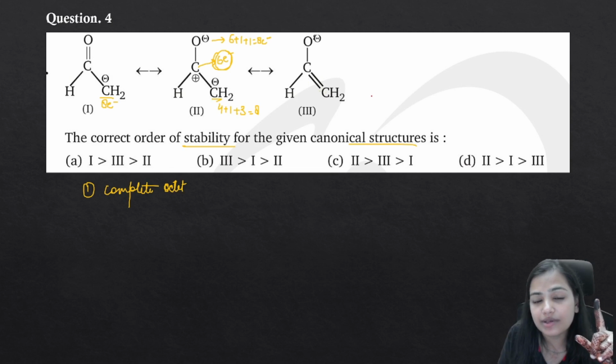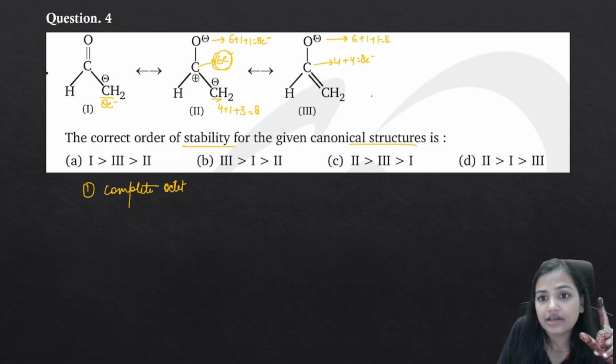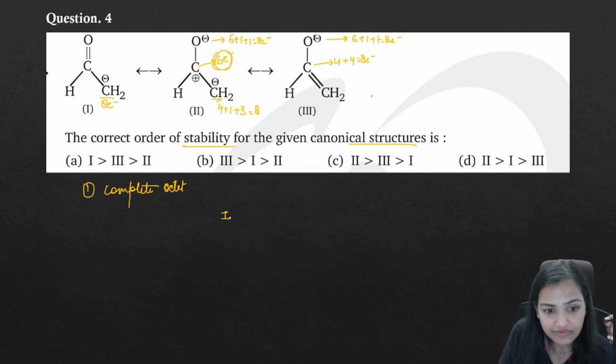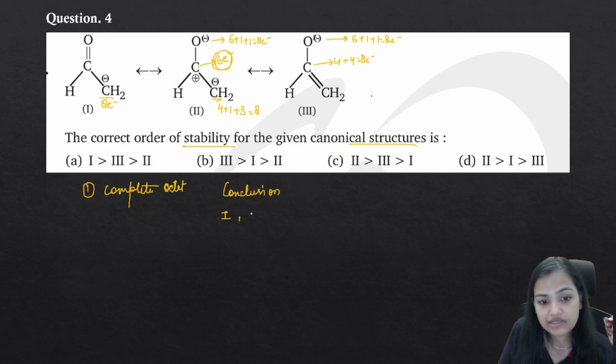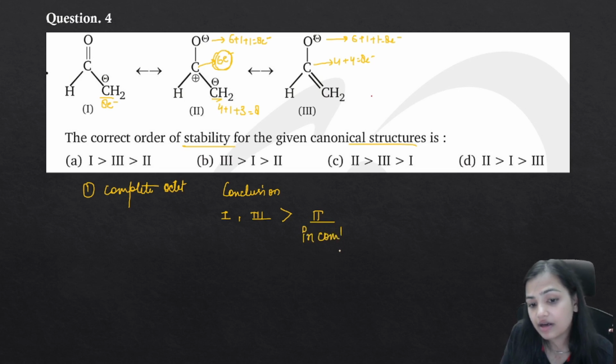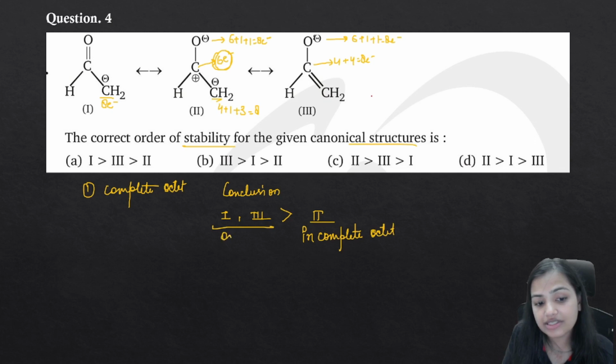Now when you look at this particular structure, this carbon is forming 4 bonds, 8; oxygen 6 plus 1 with the bond, 8. Yeah, this is also an 8 electron species. The conclusion we have drawn is that first and third are going to be more stable than the second. Why? In the second, the octet is incomplete. There we have a 6 electron species. Incomplete octet, while in the first and third, the octet is complete.